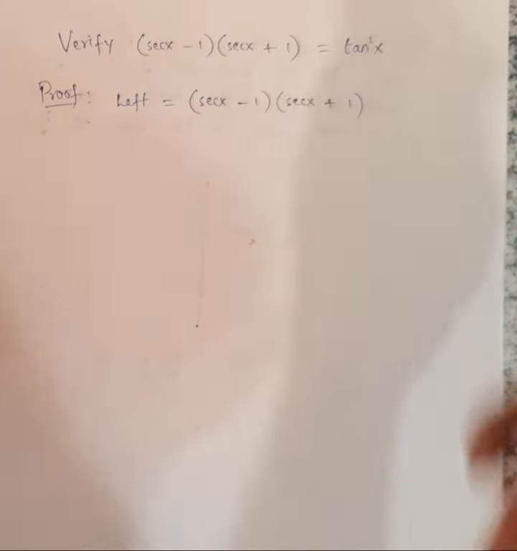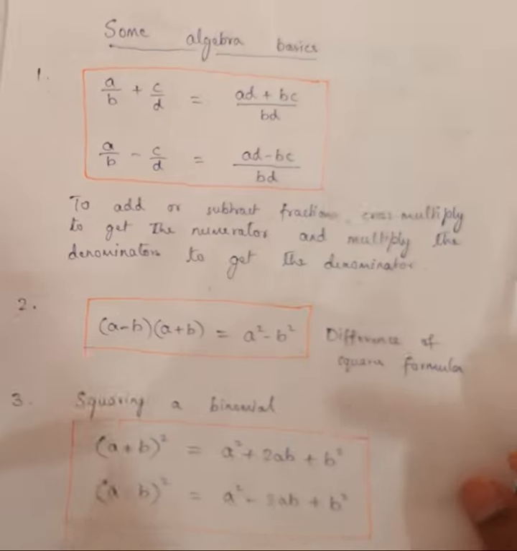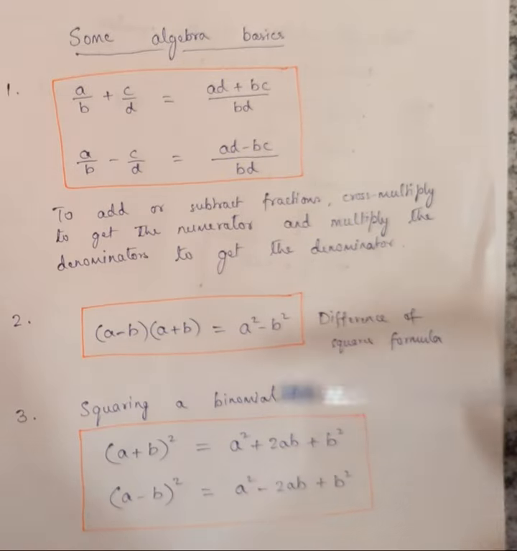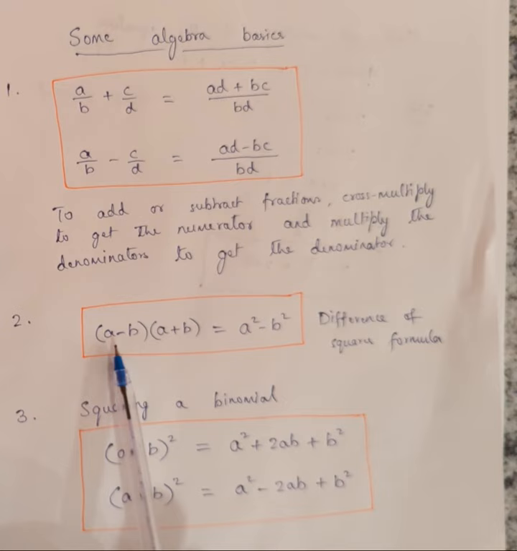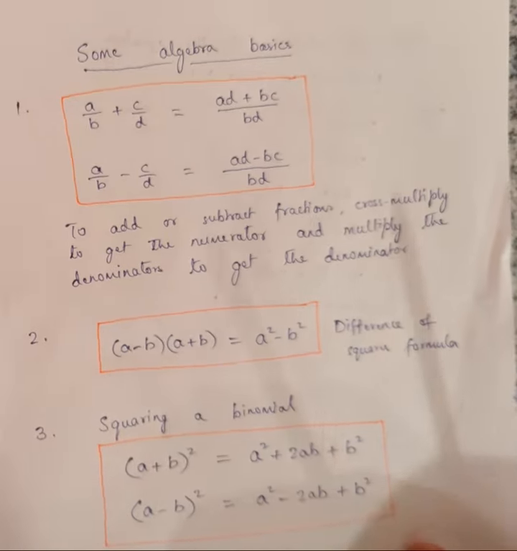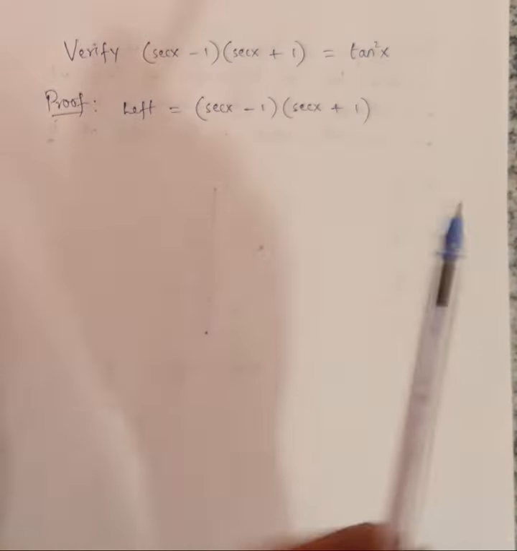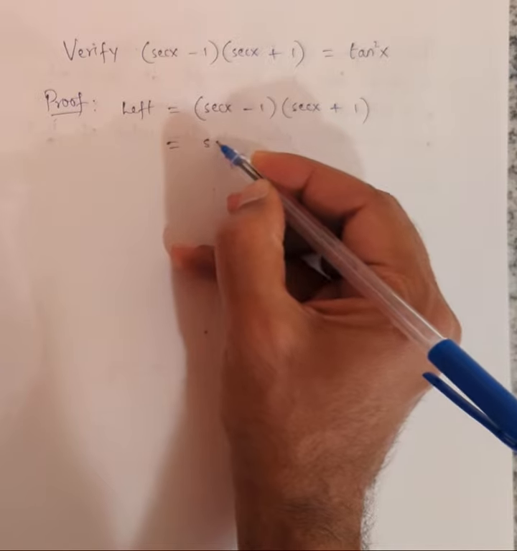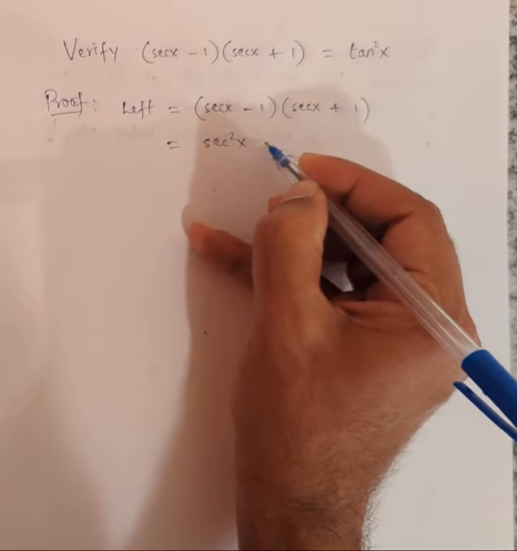Now if you recall the difference of squares formula from algebra, these are some of the basics that you should know. And in particular for this problem we are using this. If you have a product of two binomials that look like this, a minus b, a plus b, the answer is a square minus b square. So secant x minus 1 times secant x plus 1 is going to be secant square x minus 1.